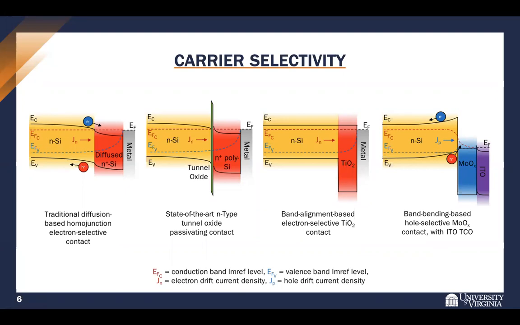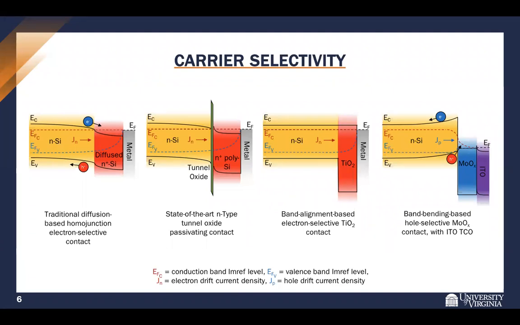Next to that is a TOPCon-based tunnel oxide passivating contact. How this works is it's sort of similar to the homojunction cell, but there's a thin tunnel oxide placed between the N+ region and the absorber, which helps to improve the passivation. The carriers can still tunnel through that barrier, but holes have a difficult time with the band bending and the heightened barrier for them to reach the contact.